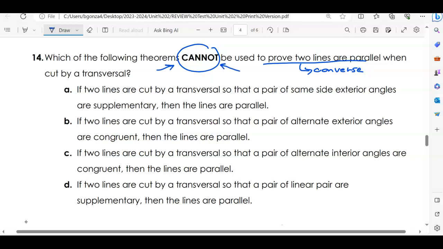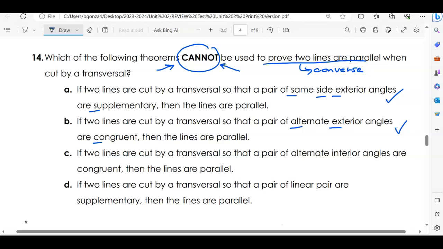Cannot. Very important. I'm not saying which one is true, because then there would be like 3 answers. Cool. So this says if same side exteriors are supplementary. That one actually is true, right? If same side exteriors are supplementary, then it's parallel lines. That's true. Two lines are cut by a transversal, so alternate exteriors are congruent. That's actually true. That's a true statement. That would prove lines are parallel.